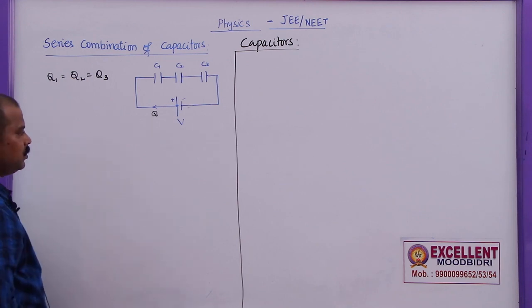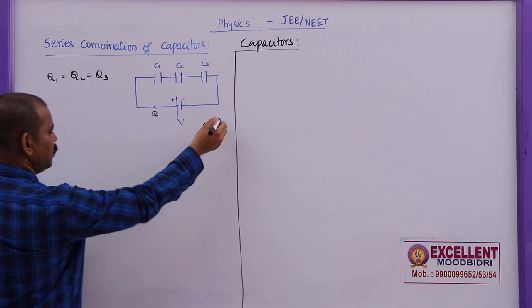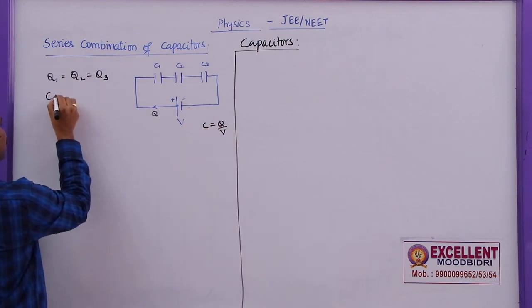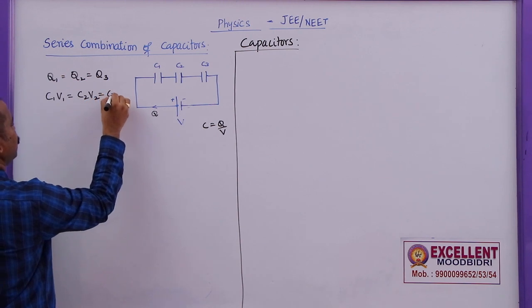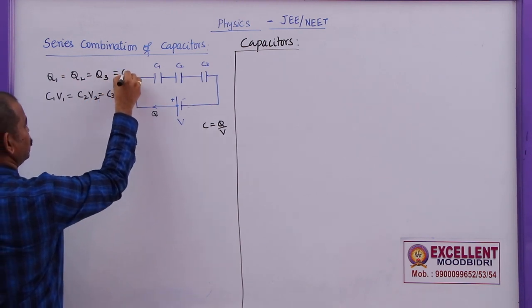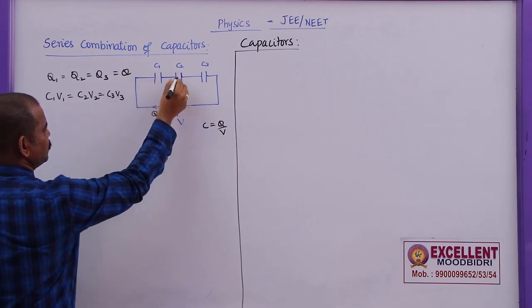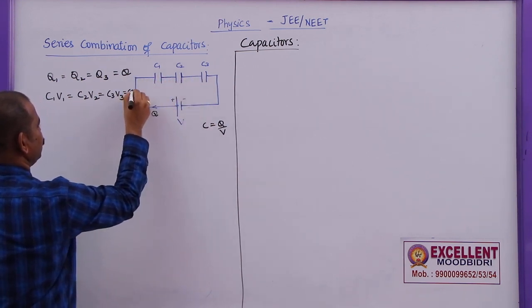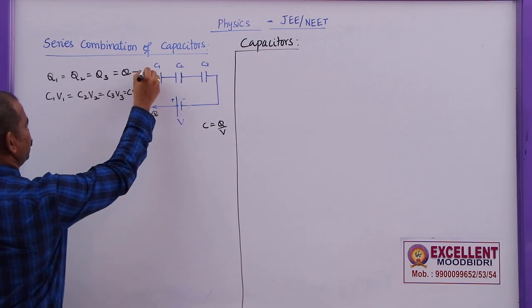But we know that C is equal to Q by V, and Q is equal to CV. So, we can write C1 V1 is equal to C2 V2 is equal to C3 V3. This is also equal to the total charge. Whatever the charge that is coming from the battery will travel through the first one, second one, third one. So, this is equal to CV, where C is the effective capacitance of this combination. So, this is the first point.